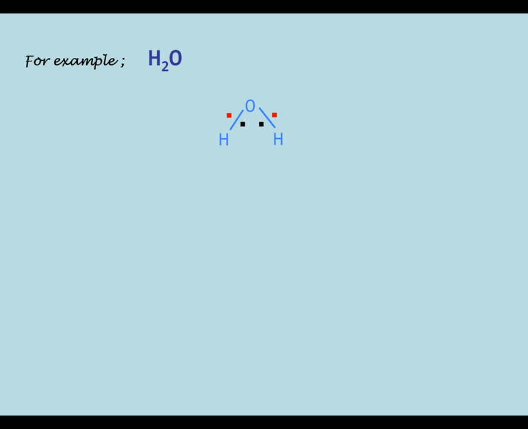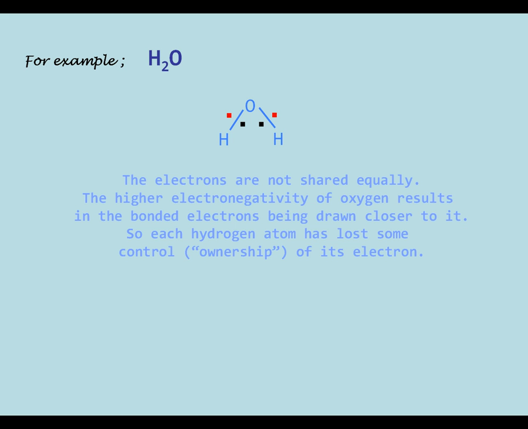Let's take water as an example. The water molecule, as you can see, contains 2 hydrogen atoms and 1 oxygen atom. The electrons shown here as red and black squares are shown halfway between the hydrogen and the oxygen. The reality is that these electrons are not actually shared equally and are not found midway between the hydrogen and oxygen nucleus. In fact, the higher electronegativity of oxygen results in the bonded electrons being drawn closer to the oxygen.